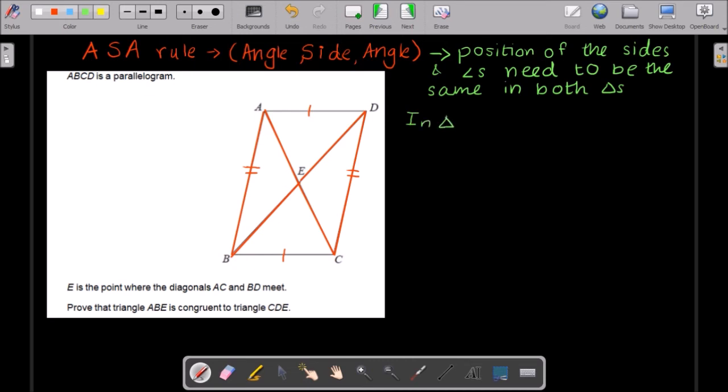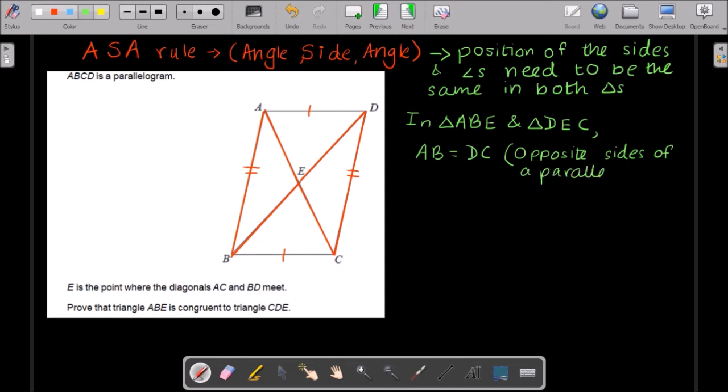And let's get started on this particular question. So we start off with our opening statement. In triangle ABE and triangle DEC. Okay, so let's start off with the information I have. I know AB is equal to DC or CD, and the reason for this is opposite sides of a parallelogram are equal.